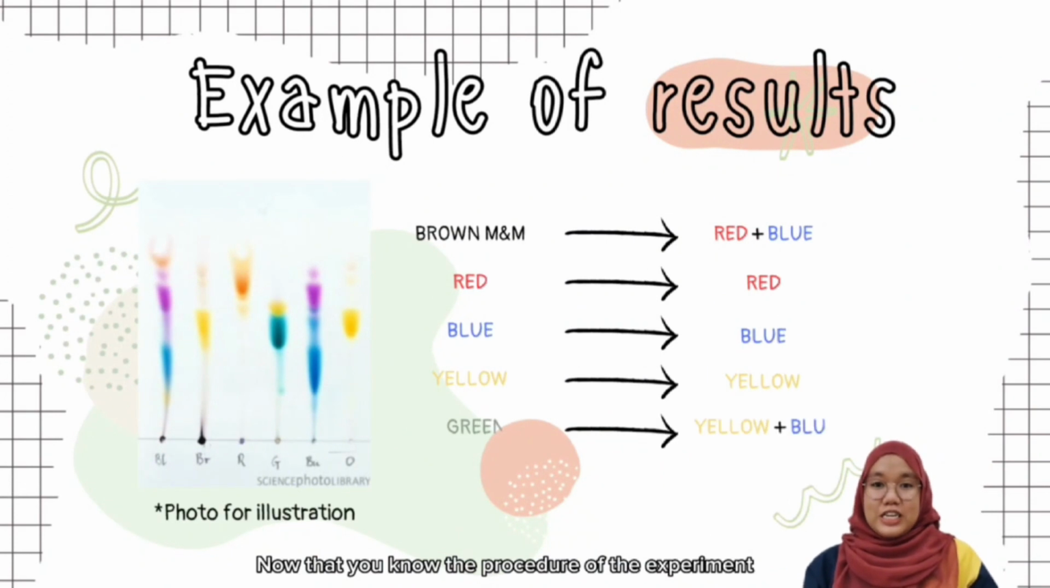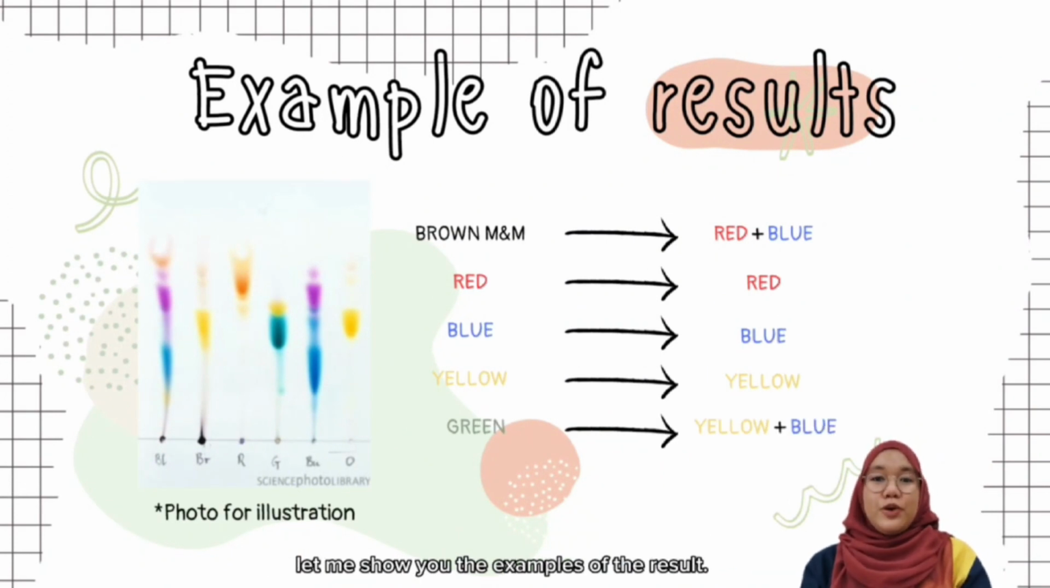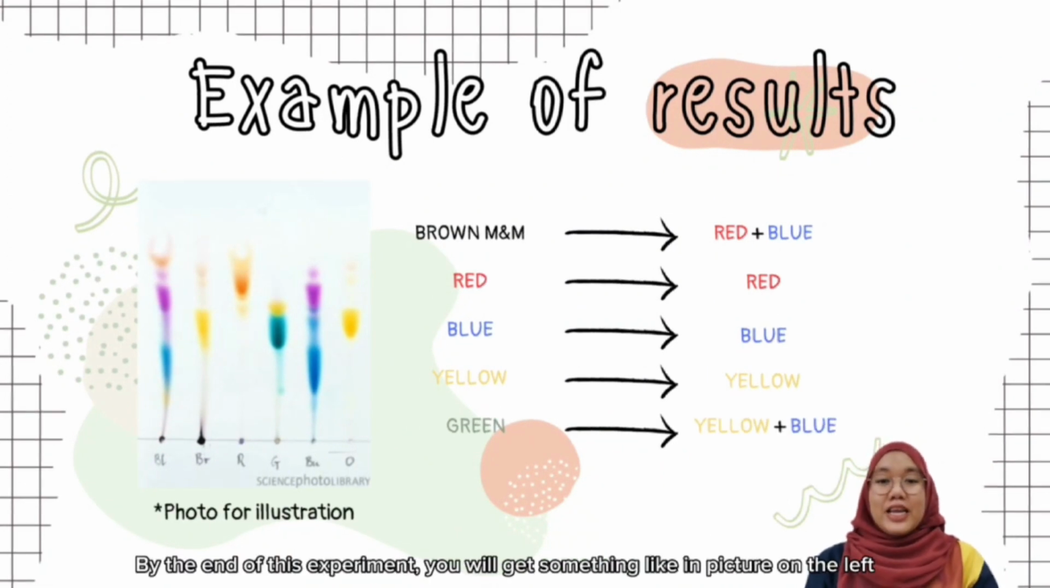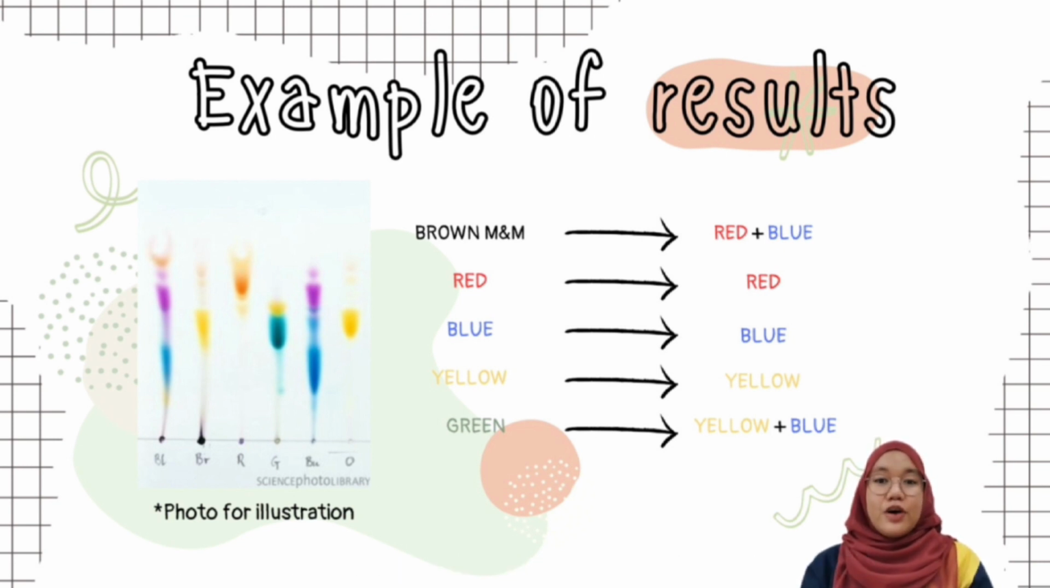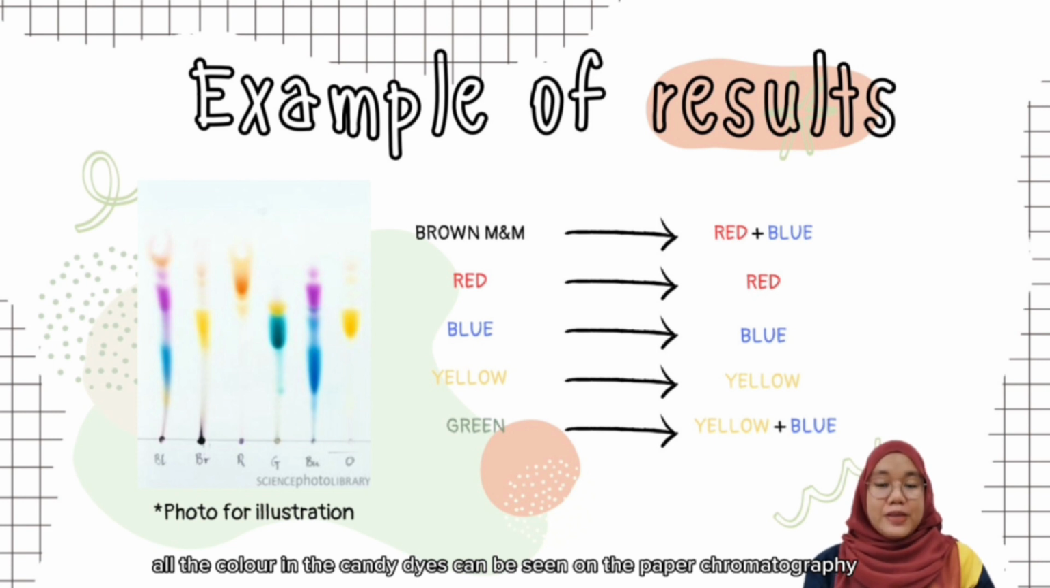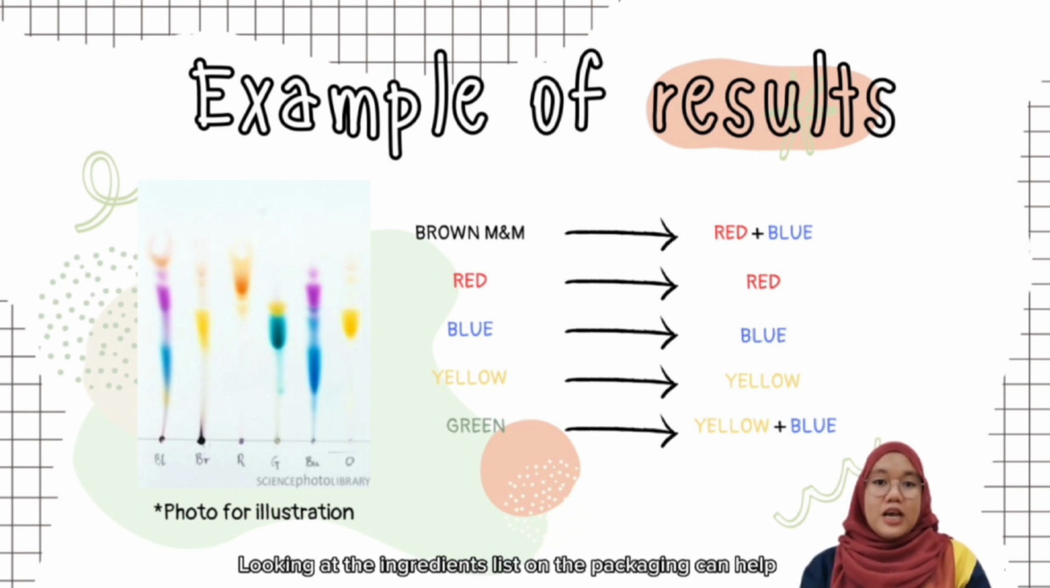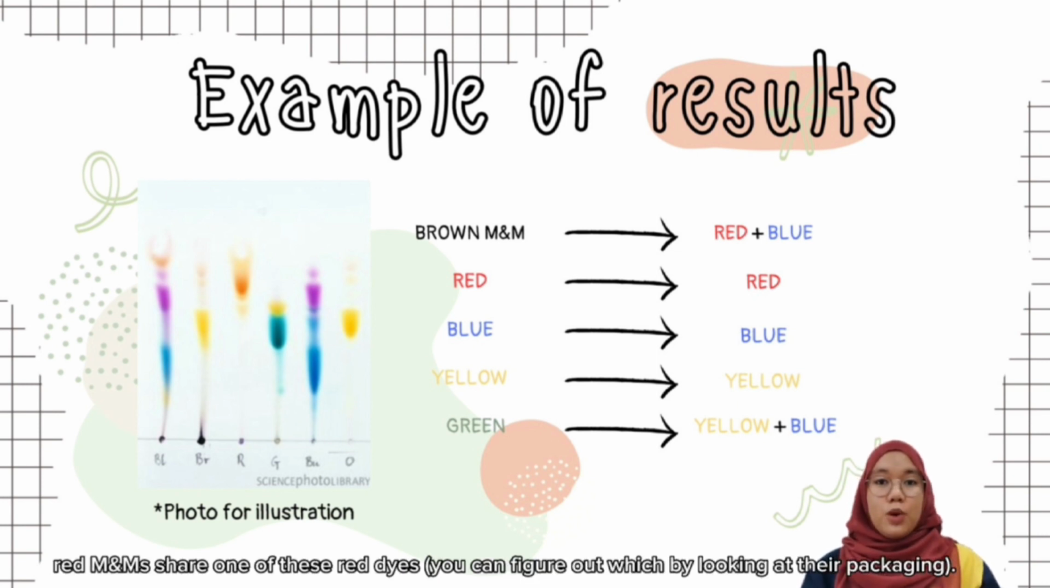Now that you know the procedure of the experiment, let me show you an example of the result. By the end of this experiment, you will get something like in the picture on the left. All the colors in the candy dye can be seen on the paper chromatography. Looking at the ingredient list on the packaging can help you determine which FD&C dyes these are. Blue M&Ms use one of the same blue dyes, and red M&Ms share one of these red dyes. You can figure out which by looking at their packaging.